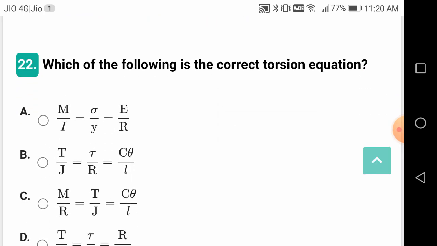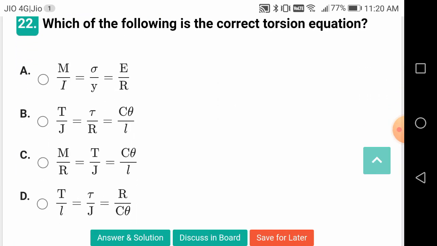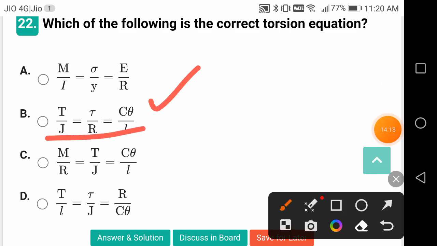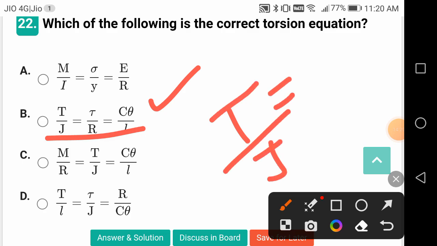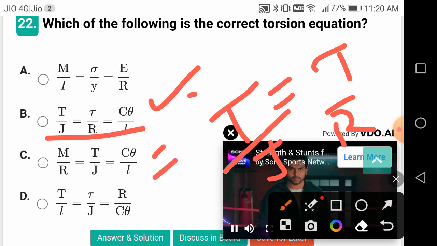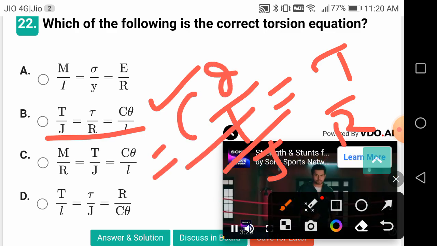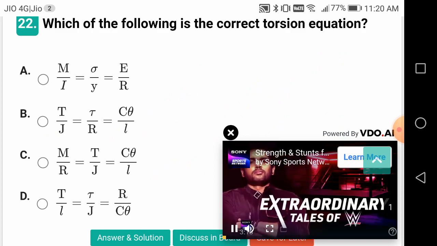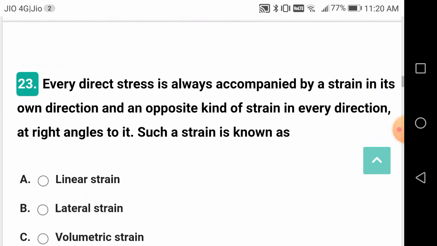Which one of the following is the correct torsion equation? The torsion equation is T by J equals tau by R equals G theta by L. This is the correct equation, friends. T is the torque, J is the polar moment of inertia, tau is the shear stress, R is the radius, G is the modulus of rigidity, theta is the angular deformation, and L is the length of the shaft in appropriate units.